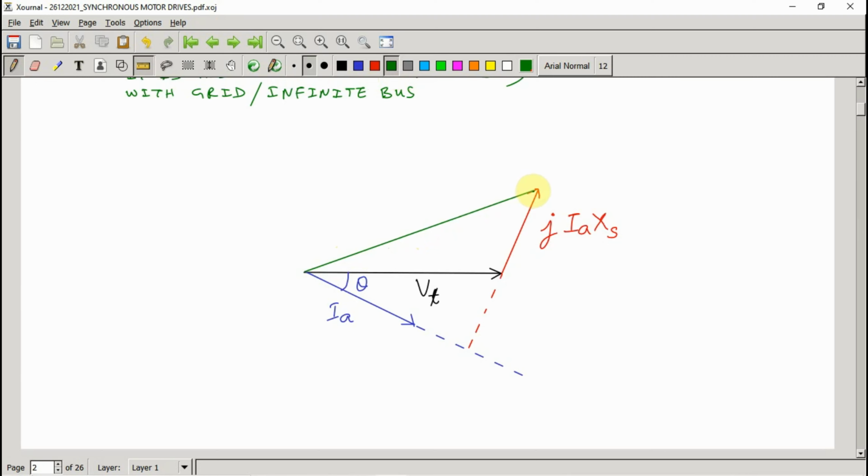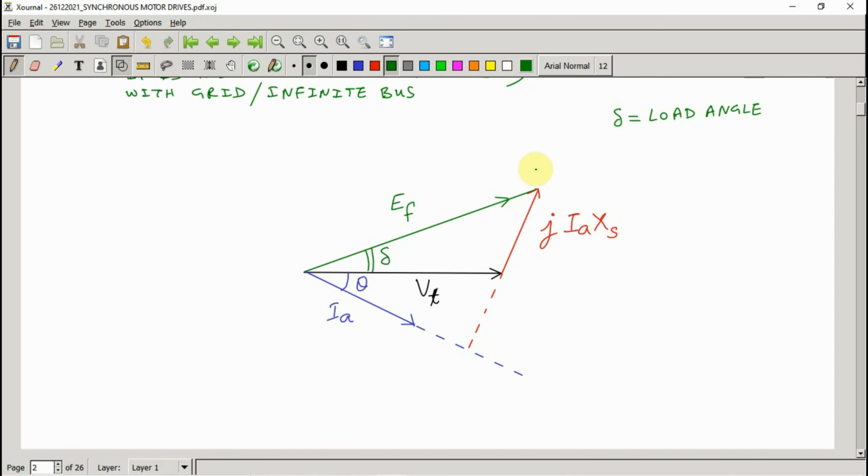Now in this phasor diagram, by default all the quantities are per phase quantities. So this is your Ef. The angle between Vt and Ef is denoted by delta. Delta is known as the load angle.